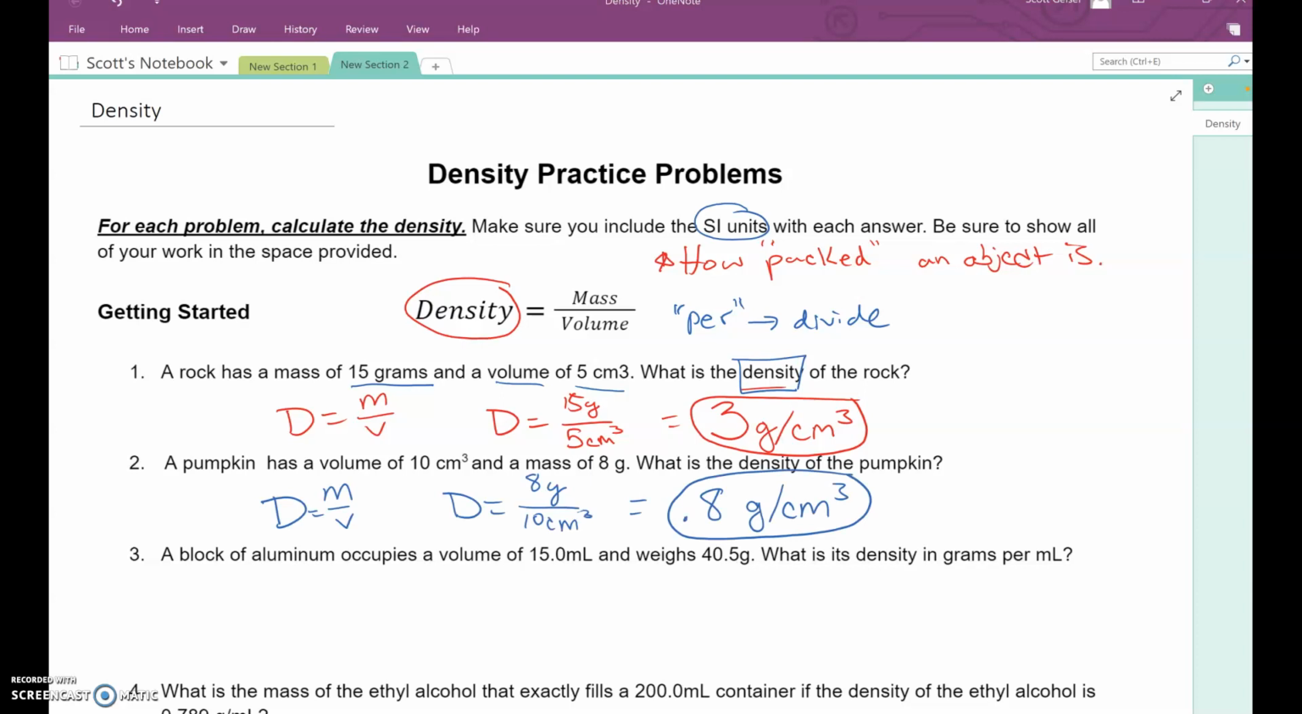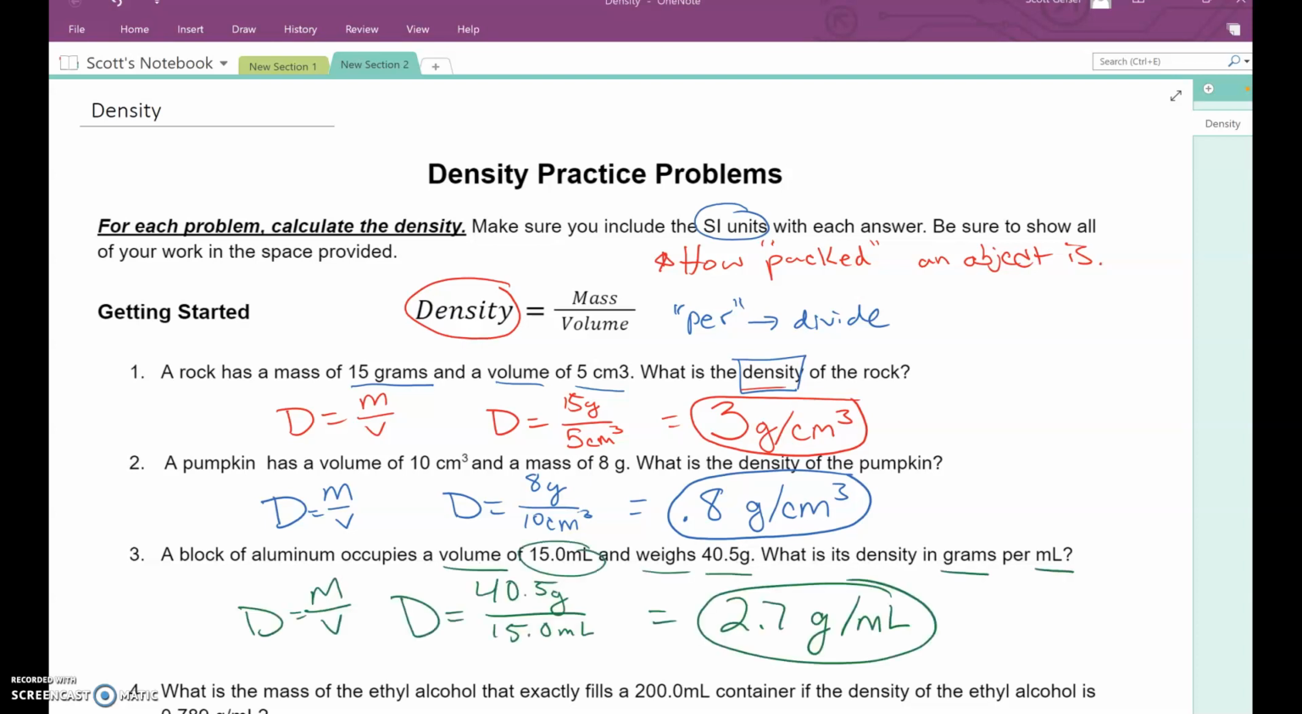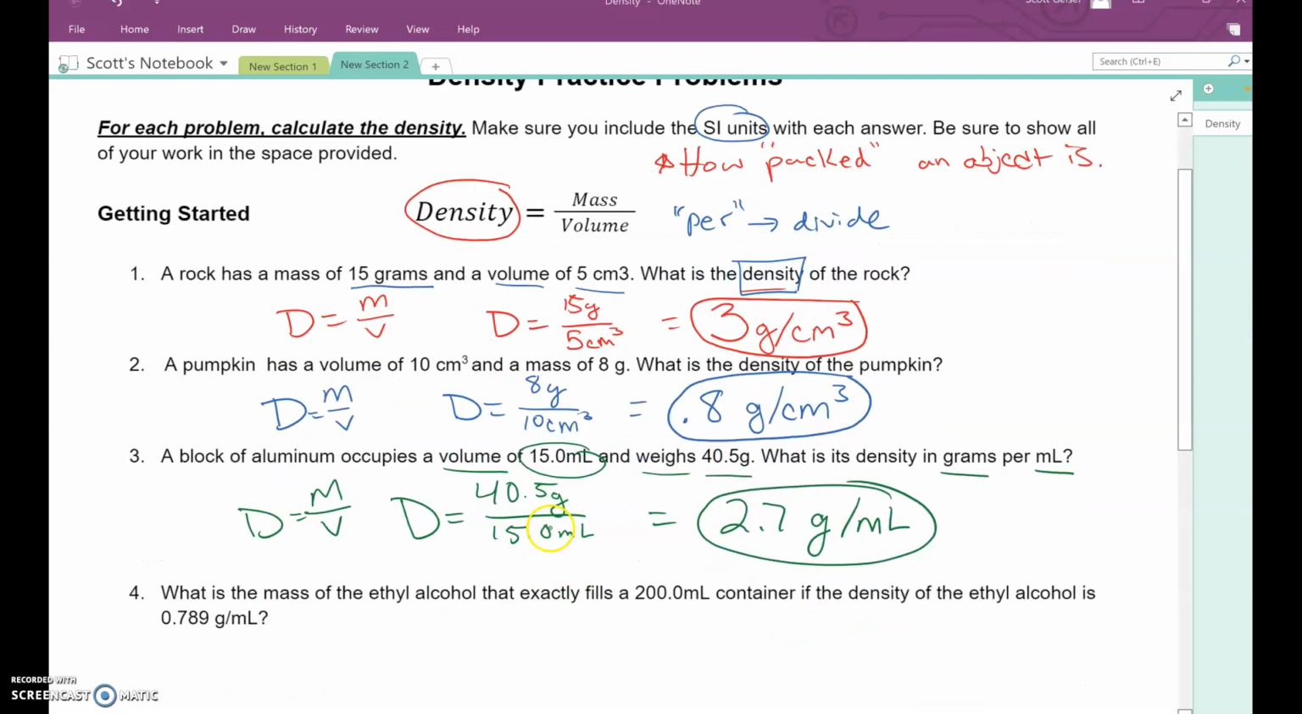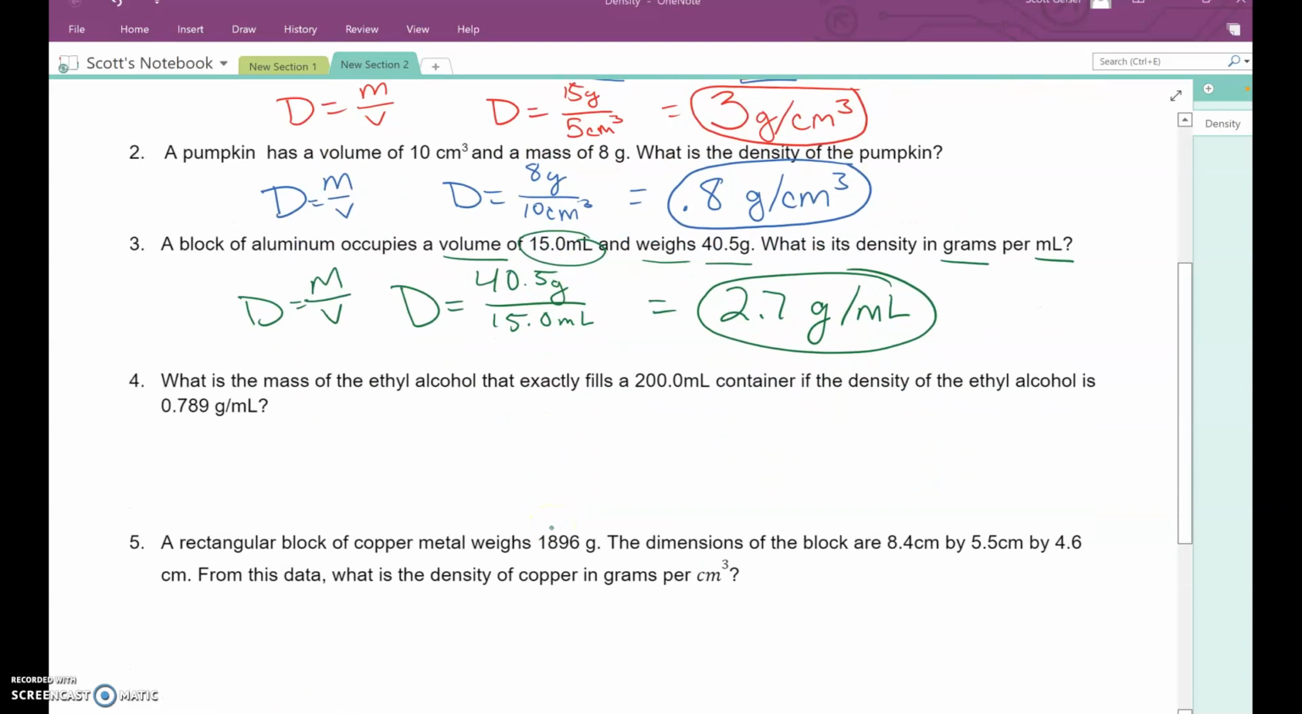Okay, you should get 0.8 grams per cubic centimeter. Again, the mass is on the top, so it's a mass of 8 grams. You're just dividing 8 over 10, which would be 0.8 grams per cubic centimeter. Go ahead and try number 3. For this next one, if you look at the question, it's how it will be phrased a lot. Whenever you get confused, if it says grams per milliliter, you just divide the grams over the milliliters, because per means divide. So again, 40.5 grams, 15 milliliters, you divide them, you should get 2.7 grams per milliliter.